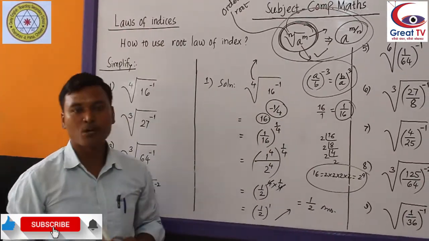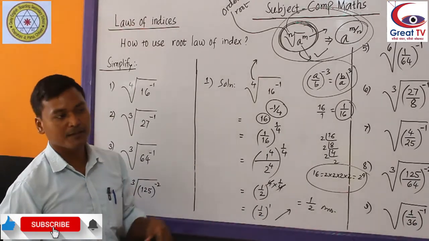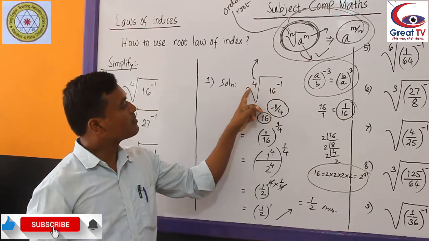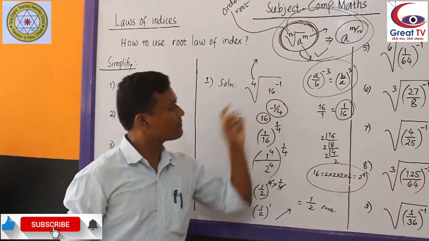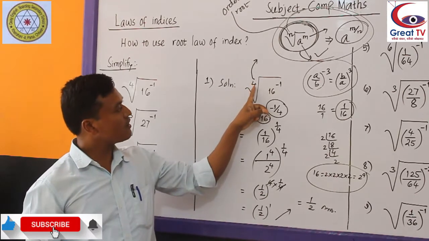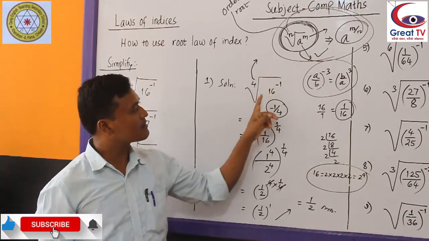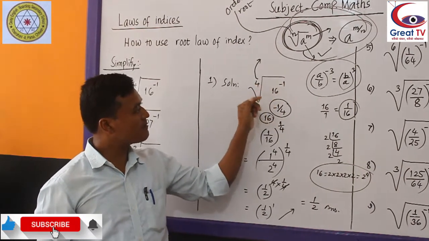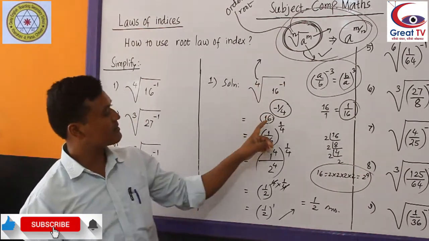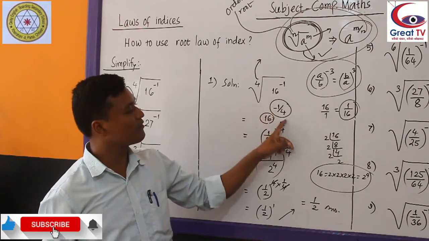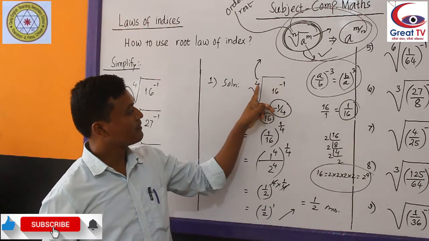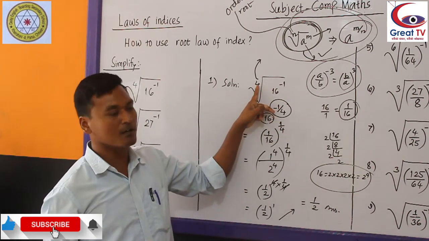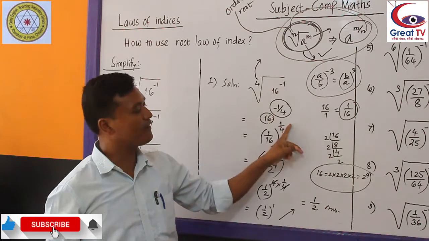Okay, I solved the first problem using root of index. I want to repeat one more time. Check the order first while solving. Try to remove the root from the question. So checking the order, here we have 4. Using root of index, 16 is the base, 16 has the power minus 1. This 4 becomes the denominator of the power, 16 to the power minus 1 upon 4. If there is order 3, here it will be 16 to the power minus 1 upon 3. If we have 5 here, 16 to the power minus 1 upon 5.